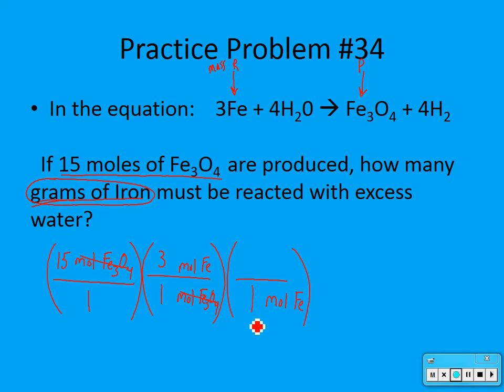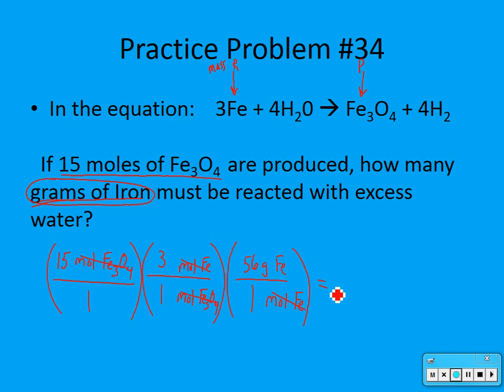Okay. In 1 mole of iron, what's its molar mass? Well, if you look at the periodic table, it's 56 grams of iron in 1 mole of iron. Okay, so we can cancel out my moles of iron. I'm done, so I put on an equal sign. Let's multiply across the top and bottom, and we got it.